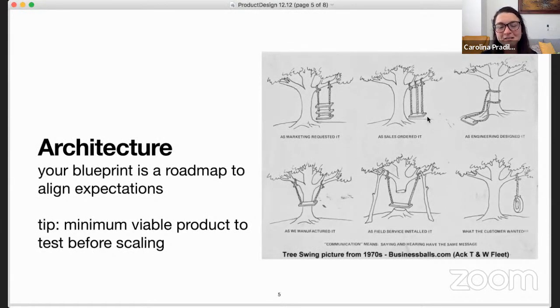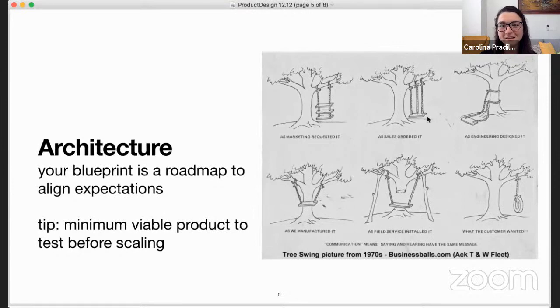Architecture is fascinating, and it's not just about infrastructure and houses. Architecture is now a whole universe of its own when it comes to the development world, whether it's technology or even other industries. There's always the blueprints. So what I mean by architecture is that your blueprint is a roadmap to align expectations.